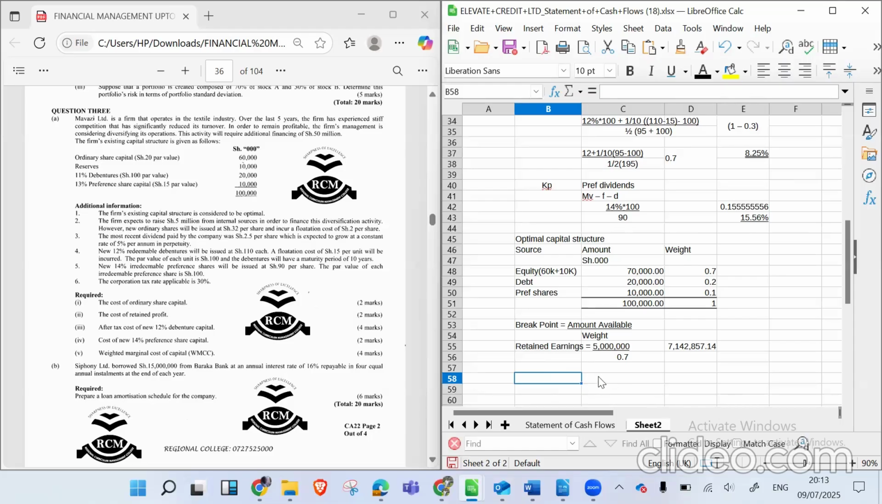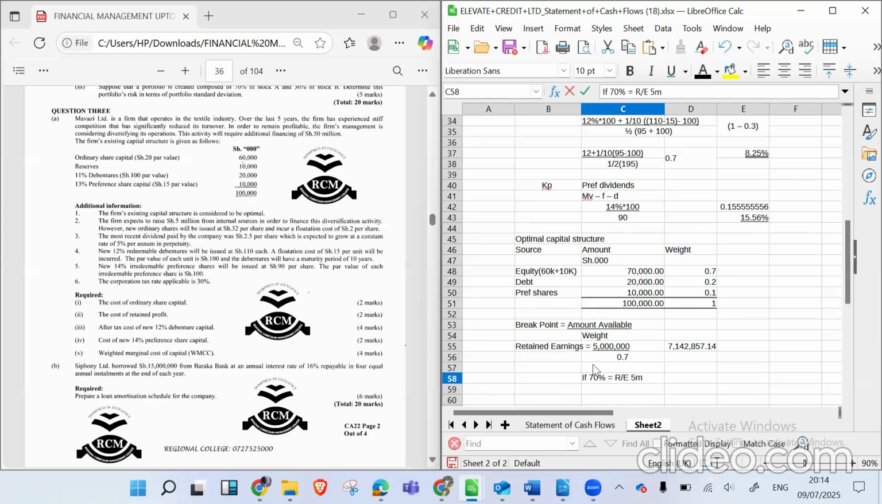Ni kama kujiuliza, anytime na raise funds, 70% will come from equity, 20% will come from debt, 10% will come from preference shares. Now, that 70% that should come from equity, nataka itoke kwa retained earnings. Na retained earnings niko nazo ni 5 million. Anytime I'm raising funds, 70% will come from equity. This equity of ours has two sources.